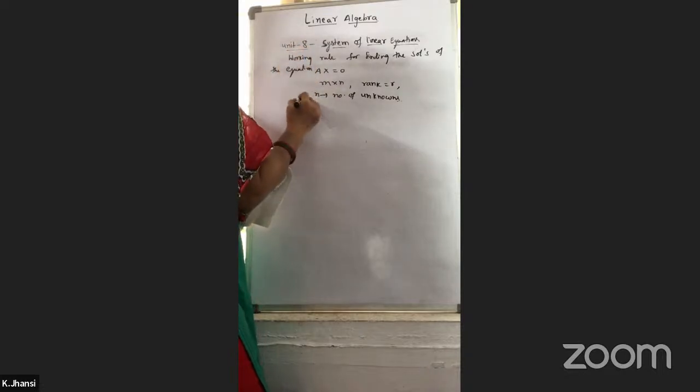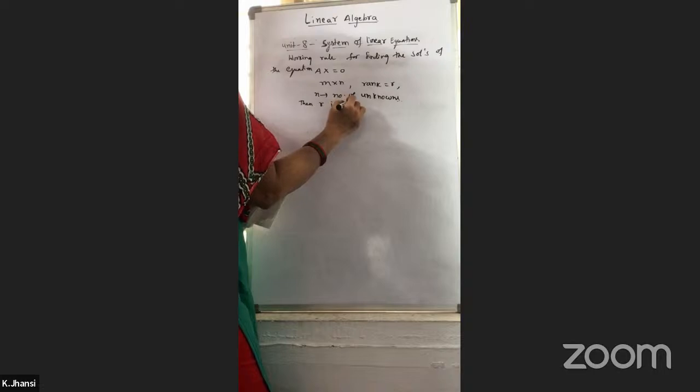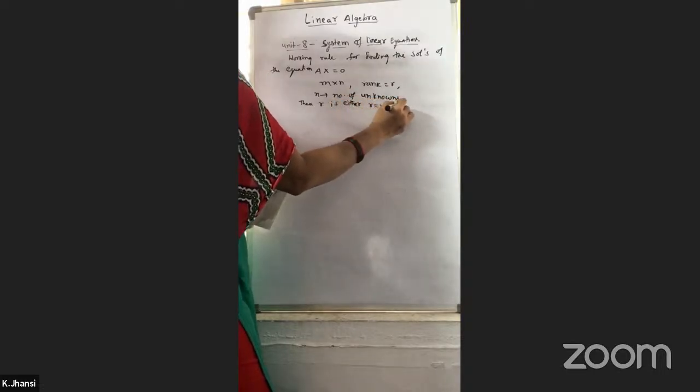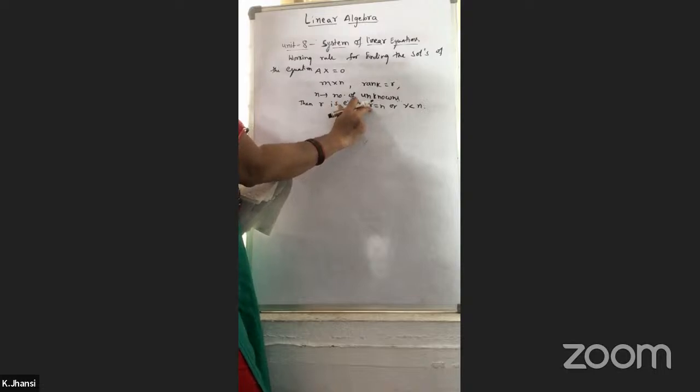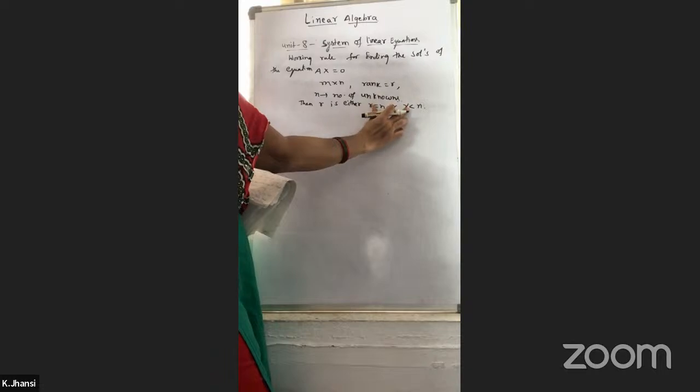First case: let r be the rank of the matrix A. Then there are two conditions: r equals n, or r is less than n. Only these two conditions arise. Either the rank of the matrix and the number of unknowns are equal, or the rank is less than the number of unknowns. In that case, first we have to find the rank of the matrix A by reducing it to echelon form by applying row operations only. For the normal form we generally use both column and row operations, but for converting to echelon form, we use only row operations.